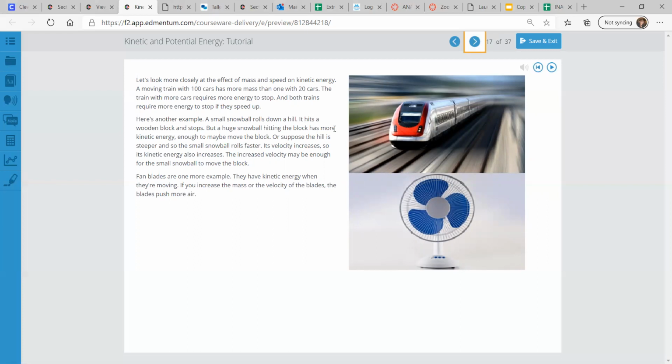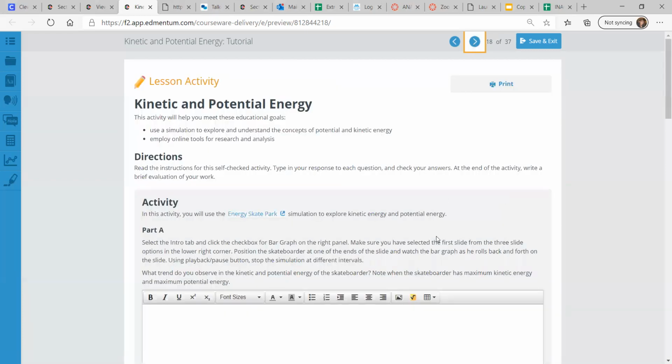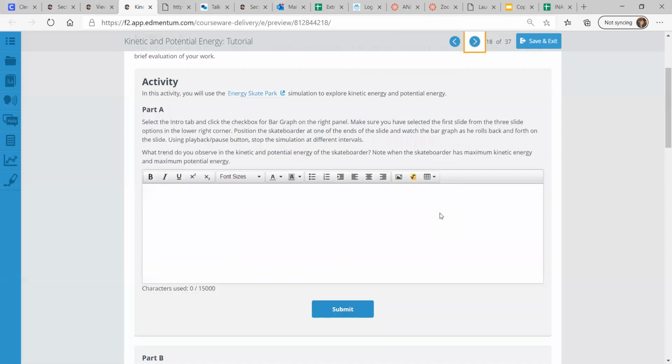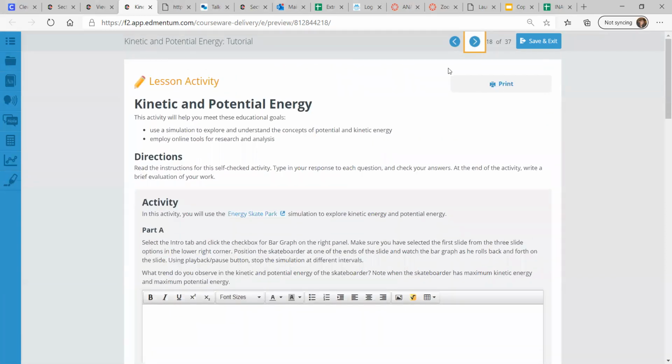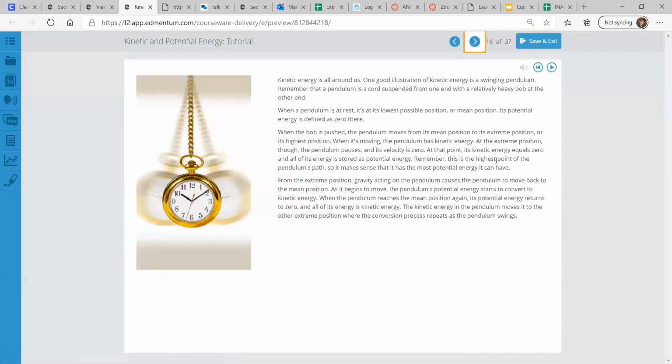Fan blades are another example. They have kinetic energy when they're moving, and if you increase the mass or the velocity of the blades, they push more air. This has an activity simulation that you can work through, but I'll skip that for now.